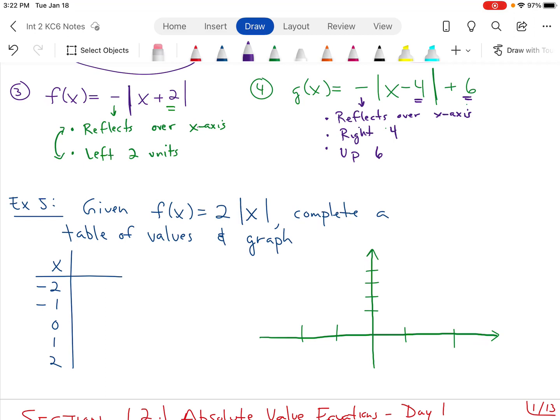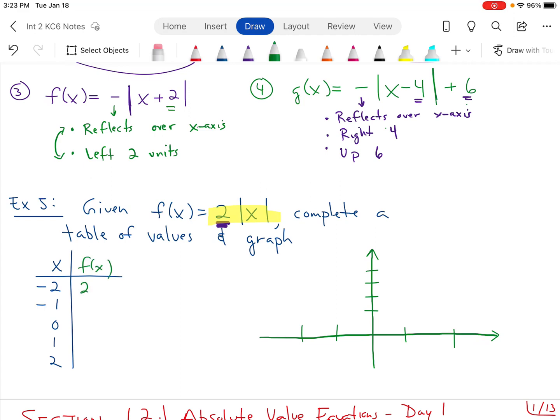Now, example number 5 says, given a function 2 times the absolute value of x, you want to complete the table of values and graph that, because I want you to see how this number changes that graph from the parent function. Okay, so all I'm going to do is wherever I see x, I'm going to plug in my number for my table of values.